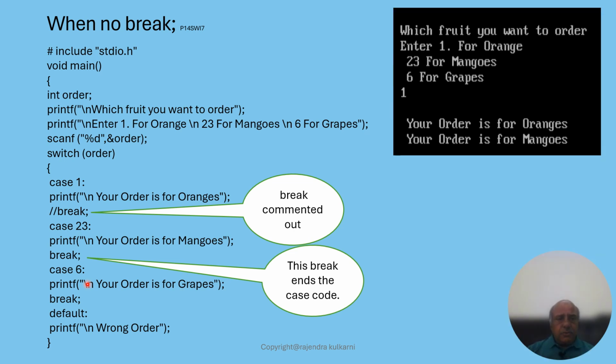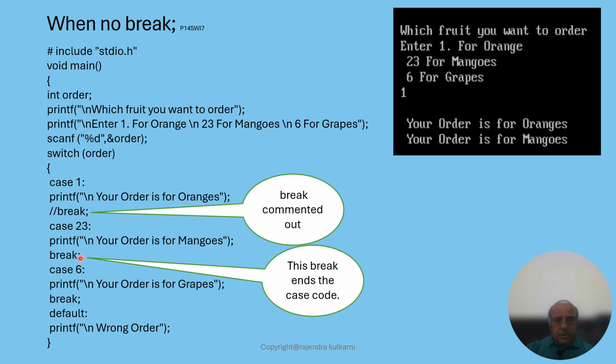and when I ran this program, what I got is, when I entered my choice as 1, the output from the program is your order is for oranges, but since this break has been commented out, this is not getting executed. The next case also gets executed even if we have not entered the choice for that case.